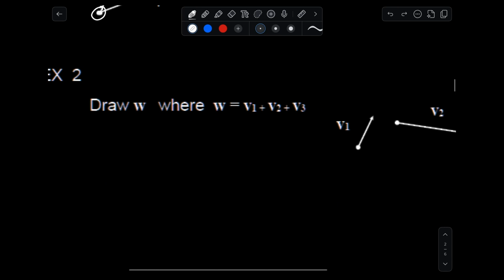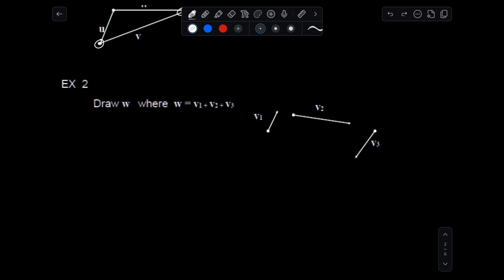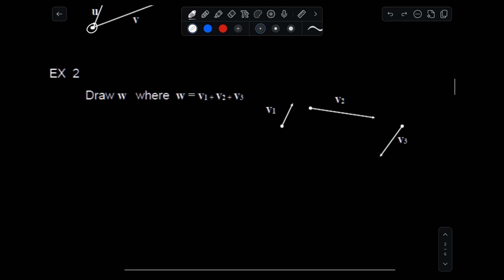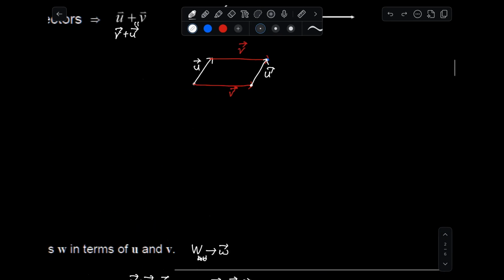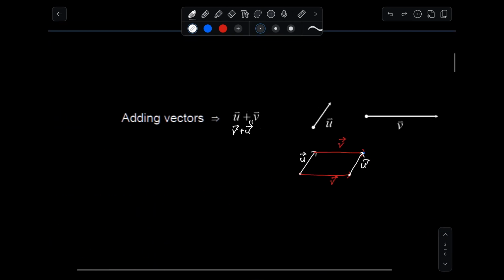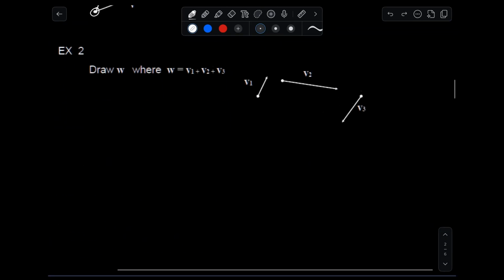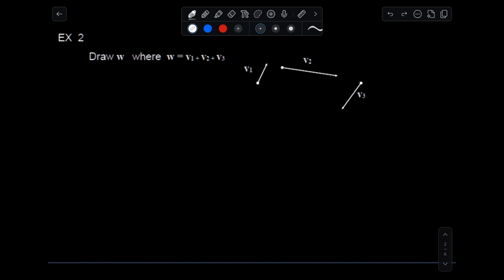Pretty cool. And then example 2, drawing W, where W equals V1 plus V2 plus V3. I'm going to give you guys a second to do this one because I think this is one where you just have to look at it and basically just do tip to tail like we did in these previous examples right here, with the adding vectors. Pause the video if you want to work on this.